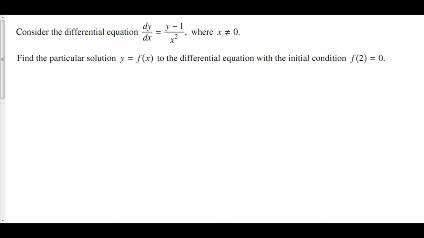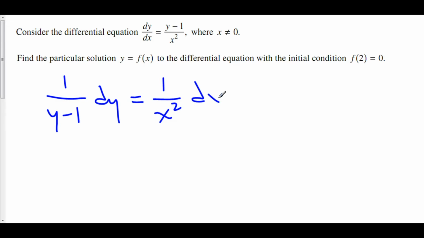Given dy over dx is equal to y minus 1 over x squared, we are asked to solve the particular solution y equals f of x given the initial condition that f of 2 is equal to 0. So step 1, always separate your variables. We'll divide both sides by y minus 1 to move that to the left-hand side, and we'll multiply both sides by dx to move that to the right-hand side. So here we have 1 over y minus 1 dy is equal to 1 over x squared dx.